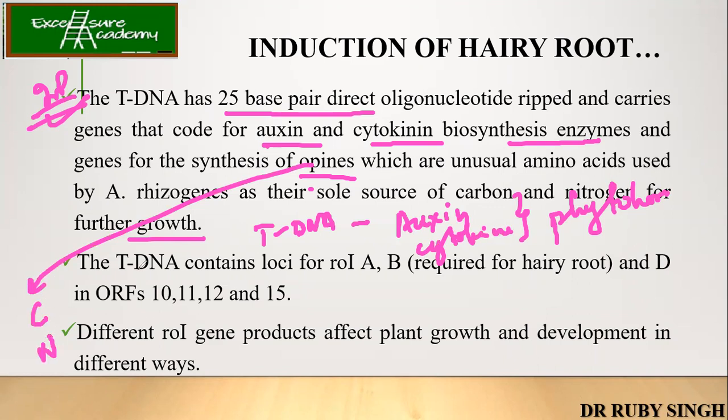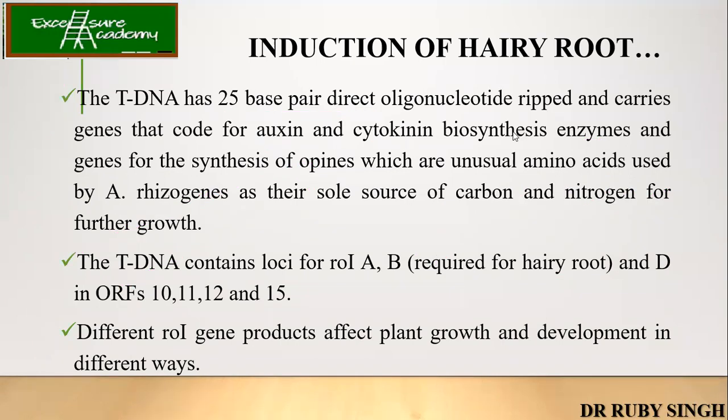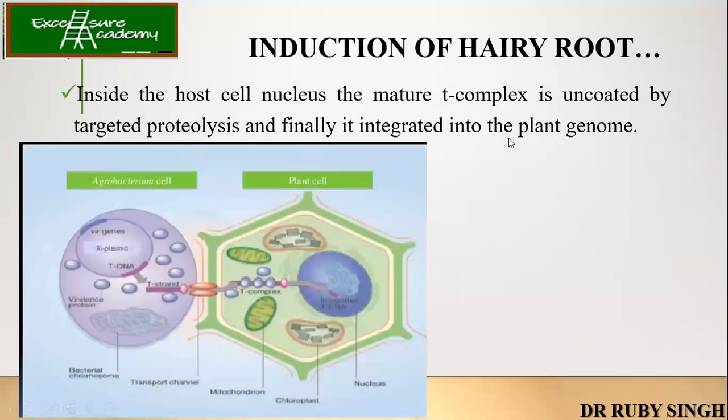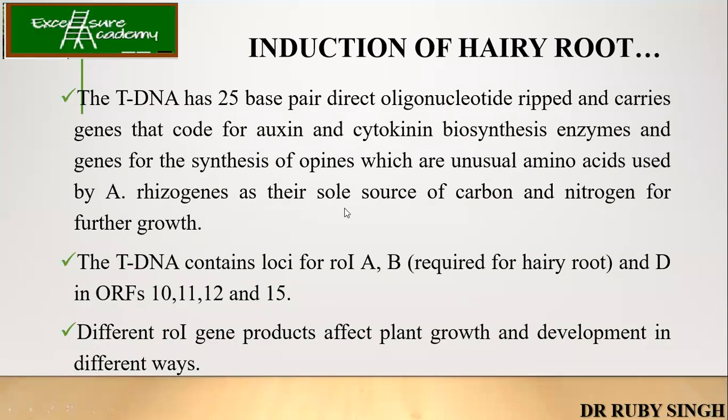Now, the T-DNA contains loci for rolA, B, C and D, and ORF 10, 11, 12 and 15, which are required for hairy root. If you see the plasmid, you can easily understand where these genes are located. The different rol gene products affect plant growth and development in different ways. I guess I have the figure. Yes, so we'll come to these slides later.